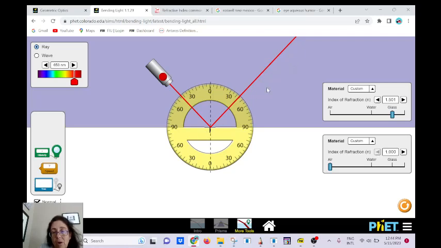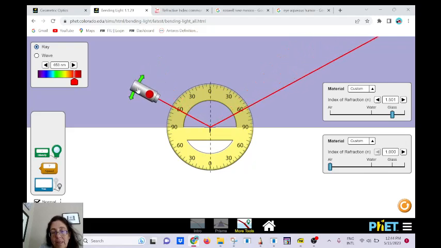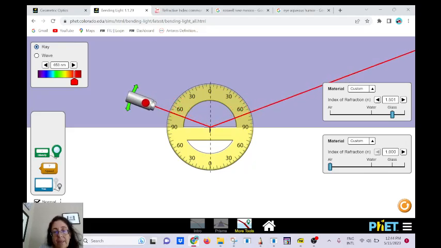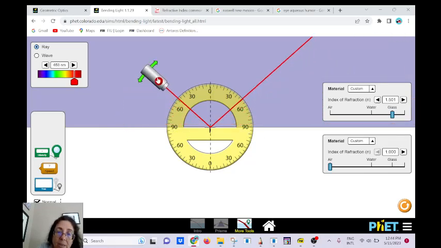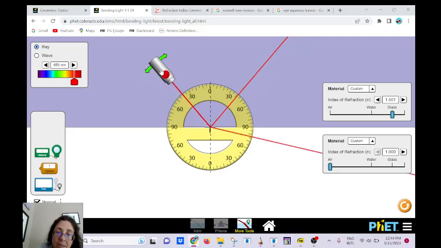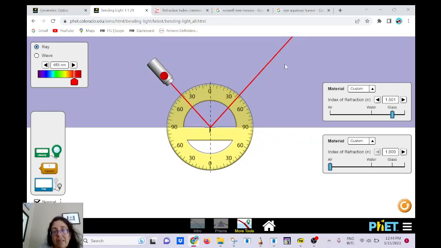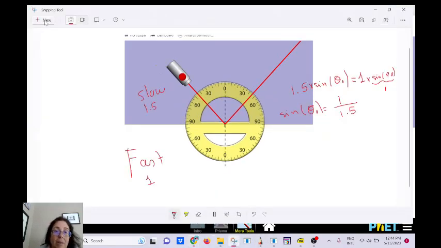So it's bouncing off that border. Increasing the angle does not help. The light is being reflected until you reach 90 degrees here, so it's going to be reflected along the surface. So when I reach that angle of 41, maybe 42, boom, it's reflected. That angle here is called the critical angle, right?